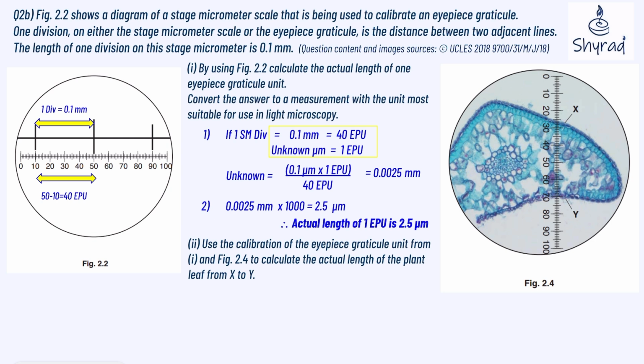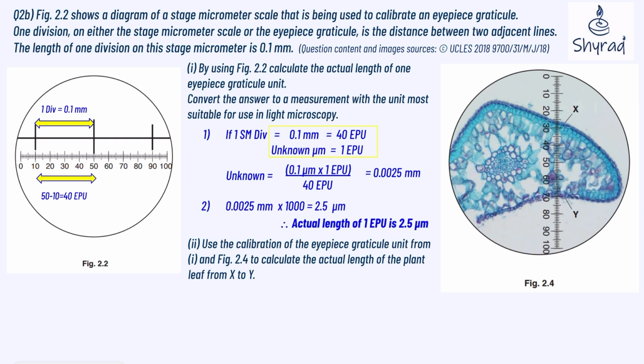In order to find the unknown value, we multiply 0.1 millimeters by 1 eyepiece unit and divide by 40 eyepiece units. It will give us 0.0025 millimeters. Then we convert this value into micrometers by multiplying it by 1000. So the actual length of one eyepiece unit is 2.5 micrometers.